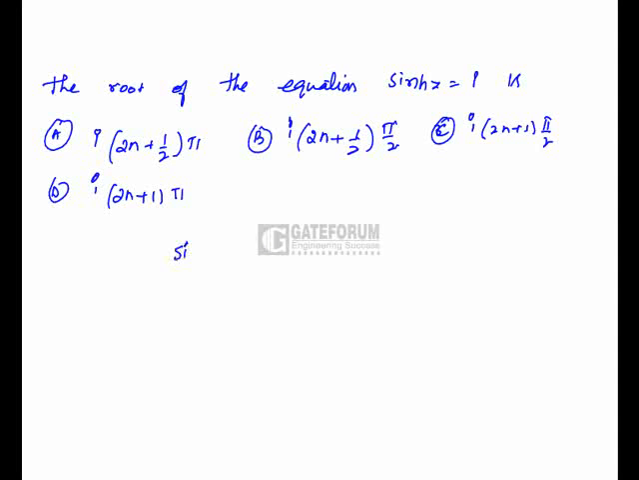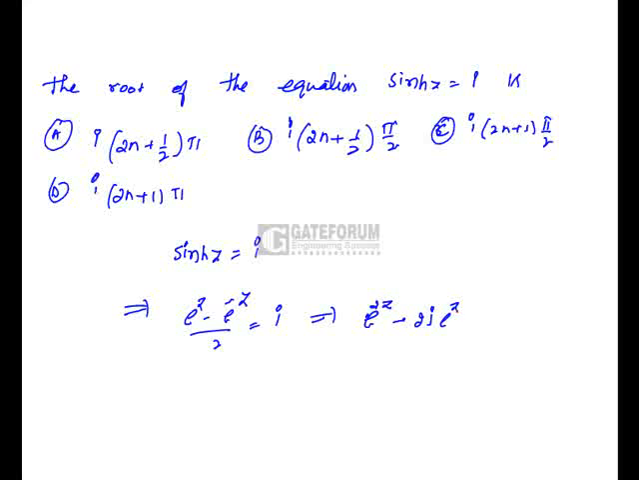The question is sin z equals i, and we have to find the root of this equation. Now we know sin z is e power z minus e power minus z by 2i. Now if I simplify, this will become e power 2z minus 2i into e power z minus 1 equals 0. Now we'll find the value of e power z by factorization. Now e power z will be nothing but i.